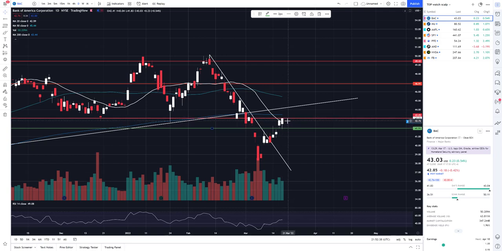So tomorrow's candle, let's say it broke over 43 bucks, that's when you go long. I would instantly sell some at the 200-day MA, because that's where the selling algorithms will come in on the first touch for sure.